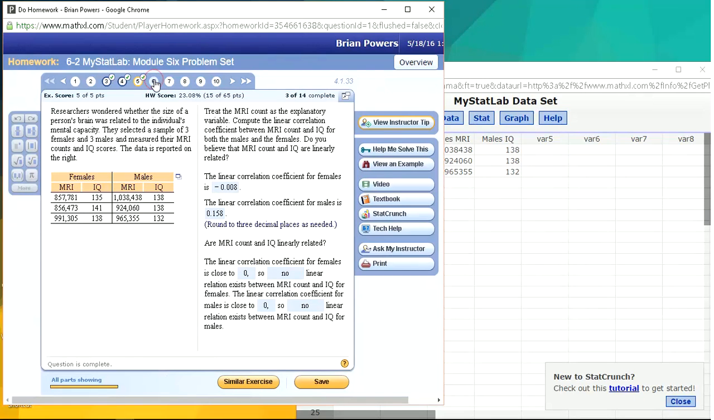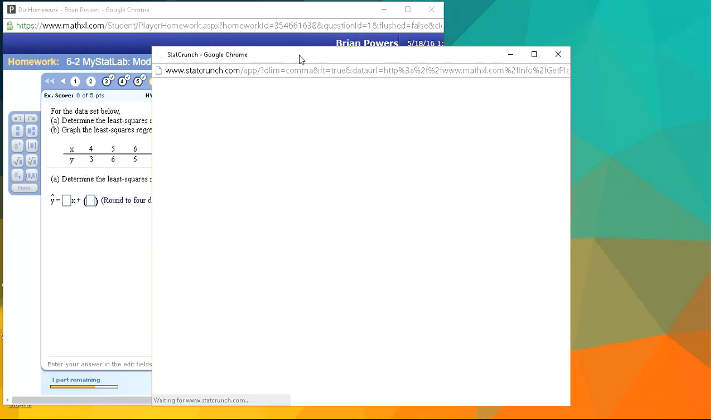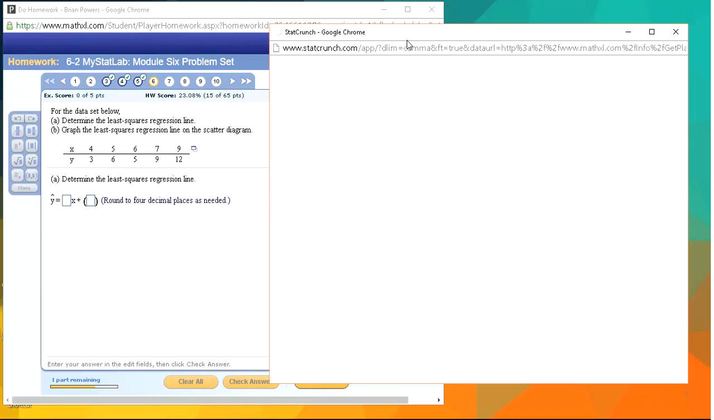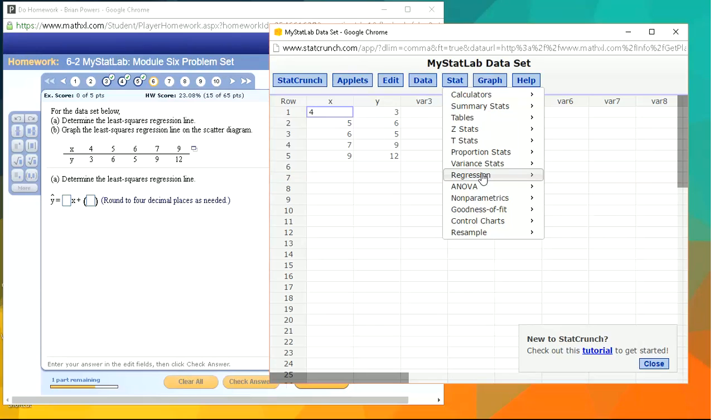Okay, great. Now we're talking about linear regression. For number 6, we want to find the least squares regression line. Calculating a regression line is very, very easy to do in StatCrunch and very tedious to do by hand. So I'm opening up the data in StatCrunch. Under Stat, I want to go down to regression, and I do a simple linear regression.